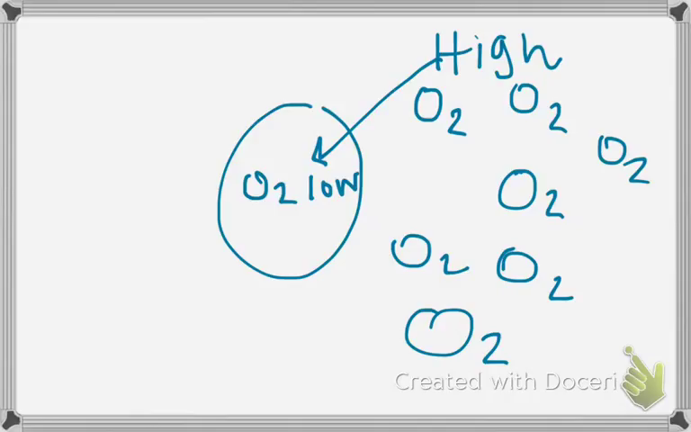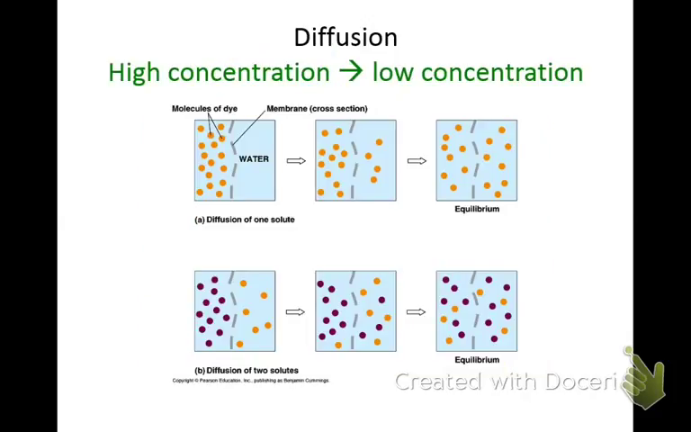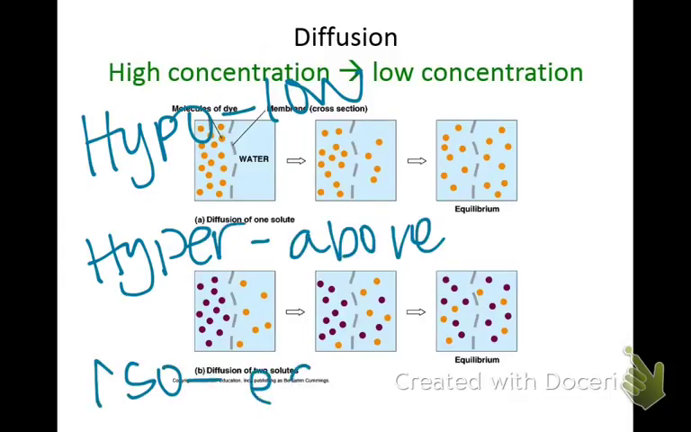And really, it's the exact same thing for water. And so I could draw it out. But water moves just like that, high concentration to low concentration. Water always moves from hypotonic, hypo means low, to hypertonic, high concentration, until it reaches isotonic, which means equal. So write that in above that. Hypo means low. Hyper means above. And iso means equal.